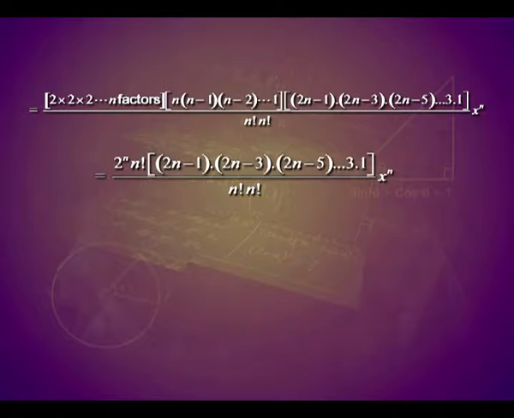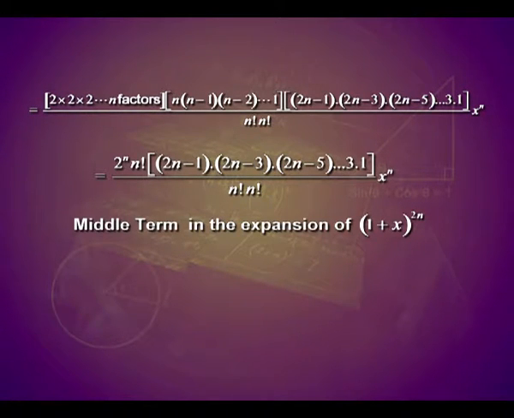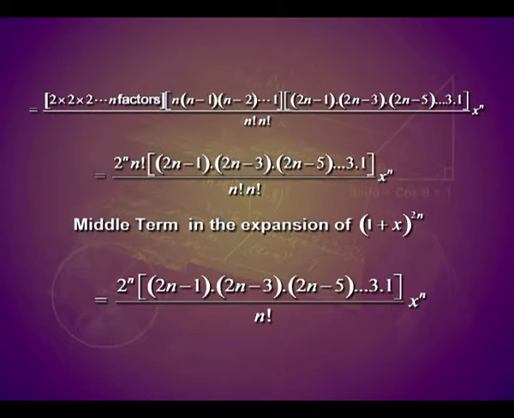So, do you see you are coming very close to the answer that we are aiming at? I end up with 2 to the power n times n factorial into all the odd factors that we had segregated into x to the power n divided by n factorial into n factorial. So, that n factorial gets cancelled and I have the final answer as the middle term in the expansion of 1 plus x whole to the power 2n is 2 to the power n times 2n minus 1, 2n minus 3 up to 3 into 1 divided by n factorial, all of this multiplied with x to the power n. So, this question was more on simplification. Starting with the idea of the position of the middle term to the simplification of the factorials to a very, very special expression. Let's see what the next question has in store for us.